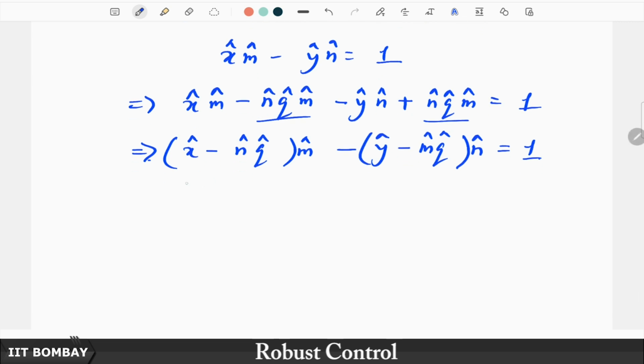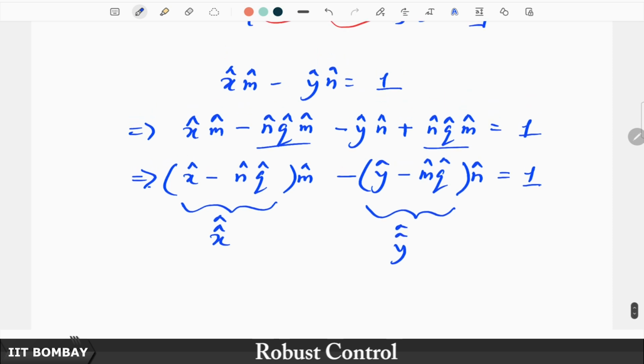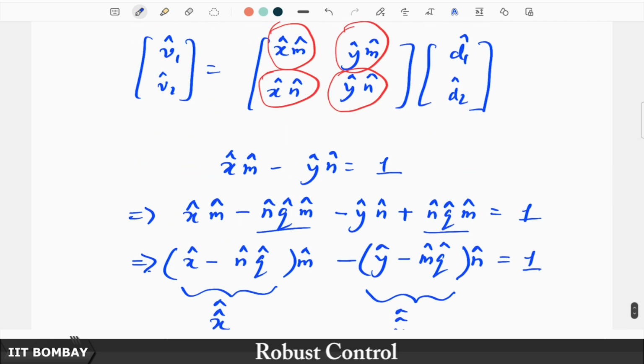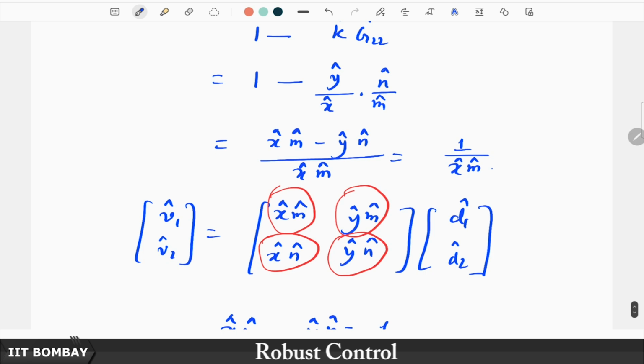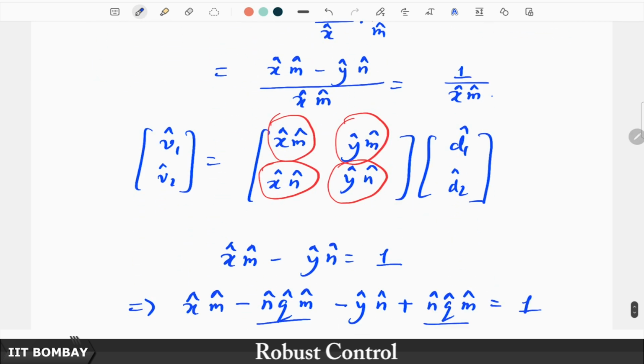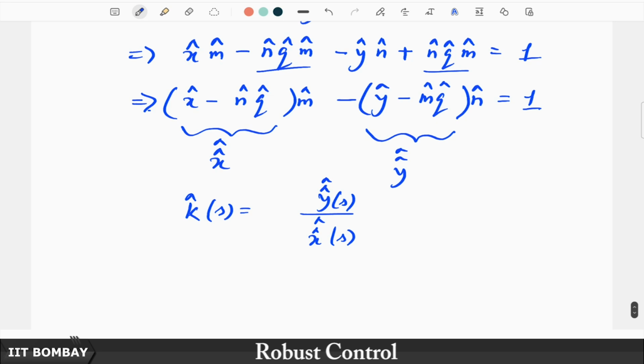Now, suppose you call this whole thing x double hat and this whole thing y double hat. This also satisfies the Bezout identity, right? And therefore, if someone says that I want to choose my controller not as the ratio of y hat and x hat, but as the ratio of y double hat to x double hat, by the same line of reasoning that we have presented here, it turns out that even this will be a stabilizing controller.